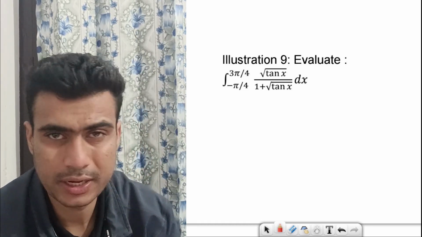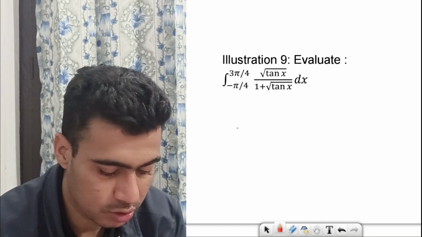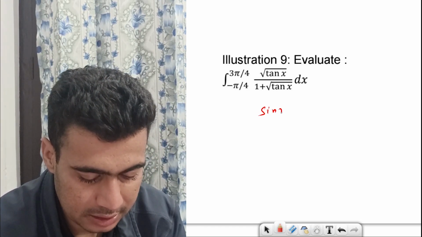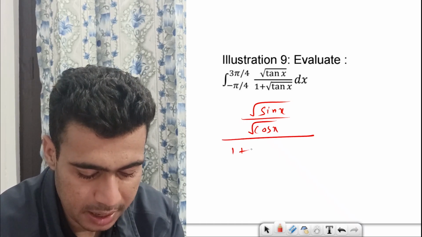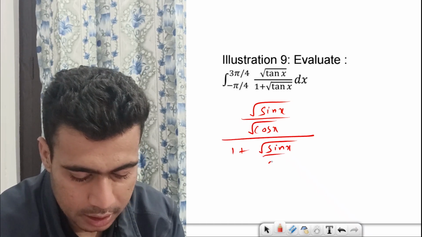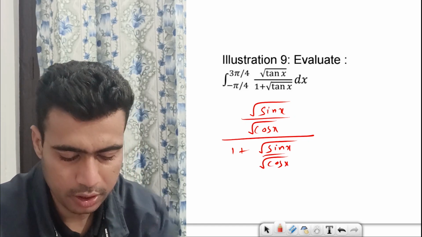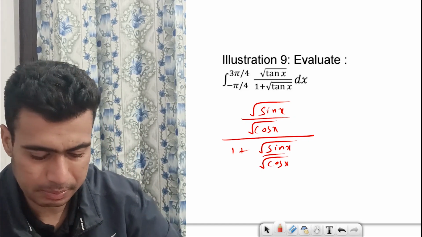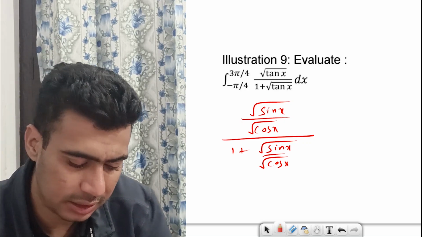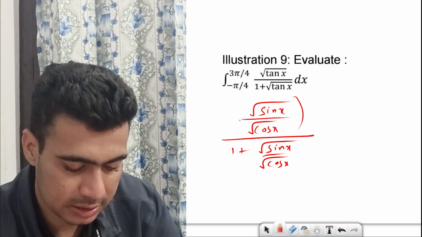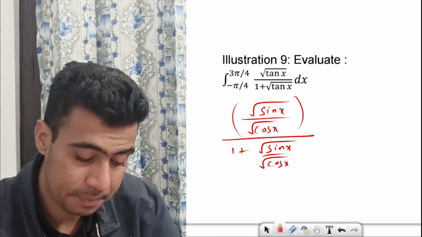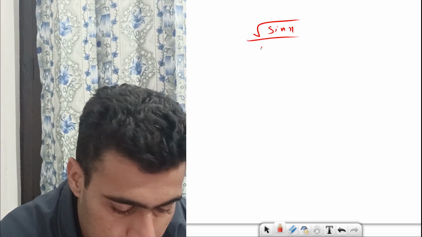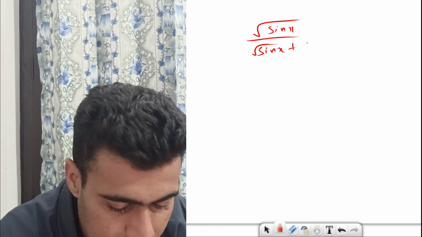So let's start. We know tan x is equal to sine x by cos x, and when we try to solve it, I will get root sine x and root cos x in the numerator, and in the denominator I'll have 1 over root sine x and root cos x. Now when you take the LCM in the denominator, the root cos x will cancel out from both the numerator and denominator. So the expression you will get is root sine x over root sine x plus root cos x.